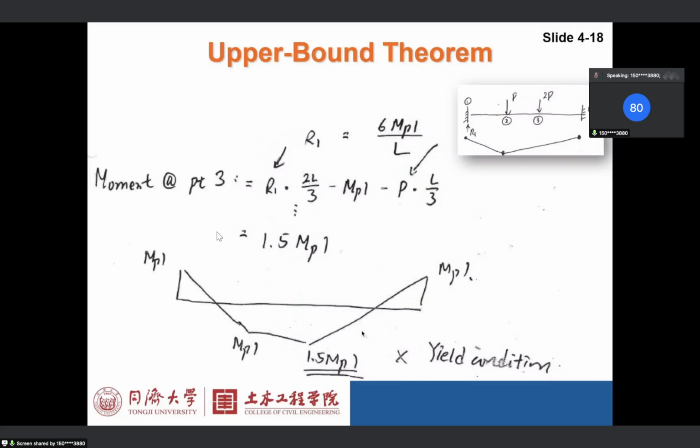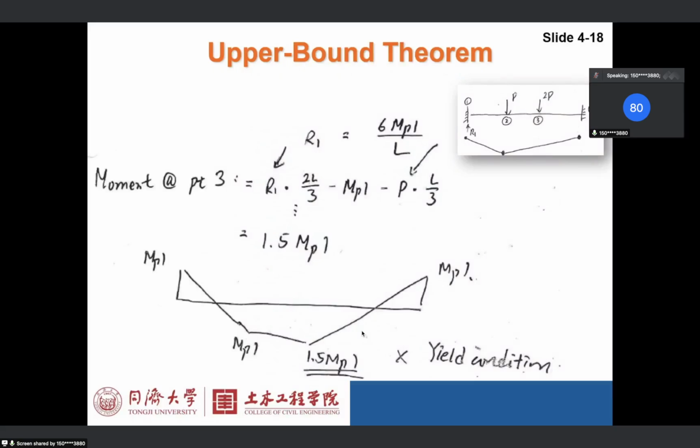So based on equilibrium, we get the final bending moment diagram like this: MPL, MPL, 1.5 MPL, and MPL. So what's the conclusion you get? The yield condition is violated, because we have a bending moment larger than MPL, which is impossible.